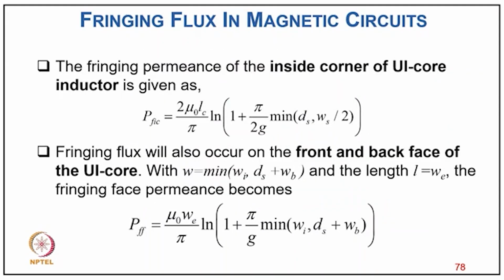So the fringing permeance of the inside corner of UI core inductor is given PIC equal to 2 mu 0 LC upon pi of logarithmic 1 plus pi upon 2G and minimum of DS WS by 2, and fringing flux will also occur on the front and back surface of the UI core with the W equal to minimum of WI and DS plus WB and the length L equal to W, and the fringing phase permeance becomes PFF equal to mu 0 WE upon pi logarithmic in bracket 1 plus pi upon G minimum of WI DS plus WB.